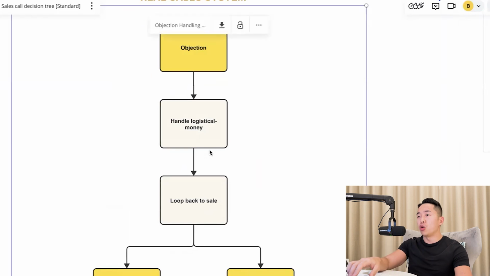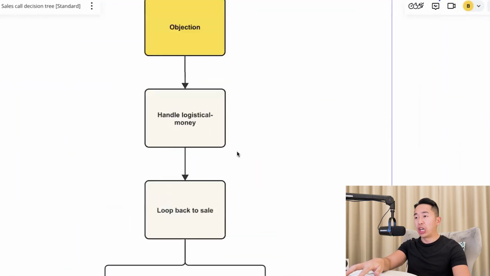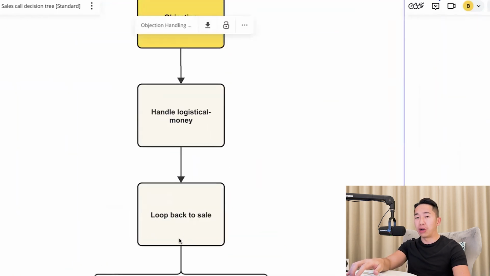They try to go into the fear objection handling first. All right. Now, that's all fine and dandy. That's one way of doing it. I just found that it's easier to go through logistical money first. Okay. So we handle the money objection first. We loop back to the sale.